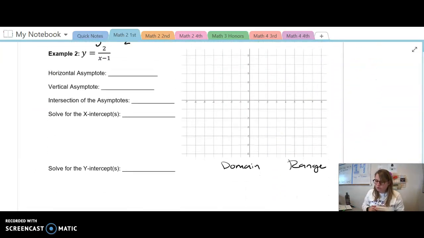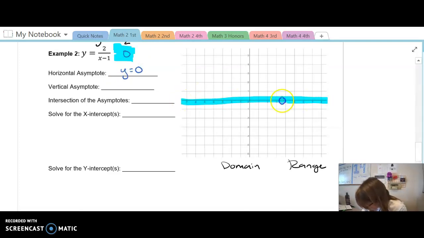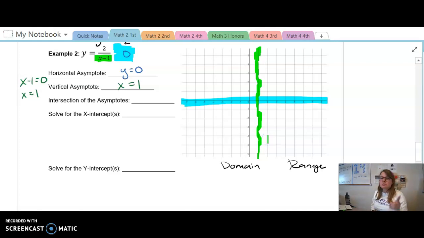All right, so we have y equals 2 over x minus 1. First things first, we've got to find those asymptotes. I find my horizontal asymptote based on the number that's outside of my fraction. There is no number outside of my fraction, so that means it's 0. So we're going to have y equals 0. I'm going to go ahead and graph that. It's the x-axis. How fun. Now we have the vertical asymptote that's found with the denominator of x minus 1. So we have x minus 1 equals 0, so x equals 1. And that is my vertical asymptote. So let's go ahead and graph that as well. Bada bing, bada boom. We now have both of our asymptotes and we can go ahead and move on.